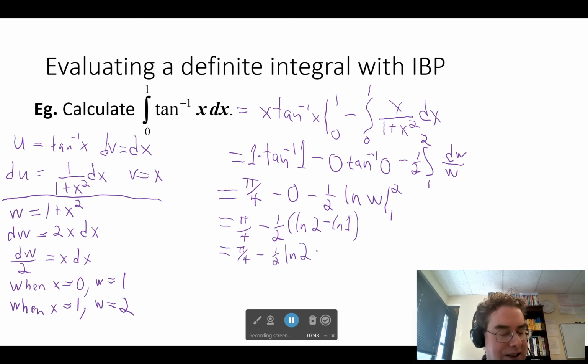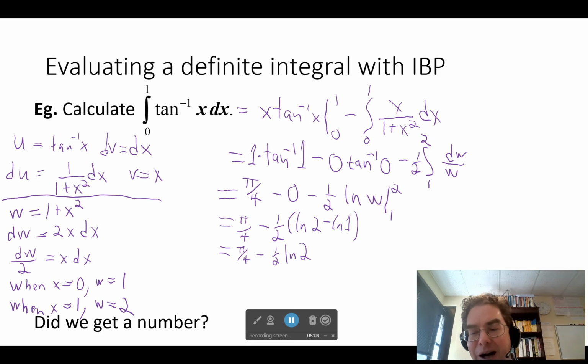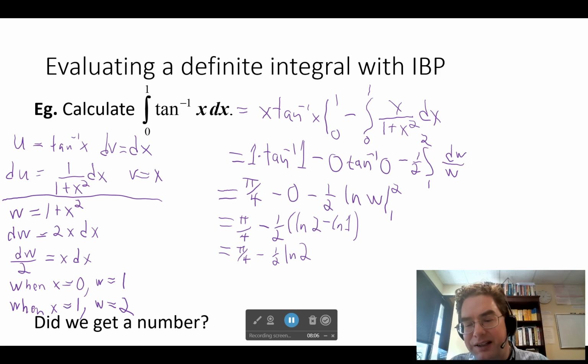If you wanted to get fancy with this, you could take the 1/2 inside the natural log. It becomes an exponent. That would be a square root of 2, but it's probably simpler as it is. Okay, now, again, the big question to ask yourself when you have done a definite integral using integration by parts is, did we get a number? Because not getting a number would probably indicate you forgot to evaluate part of your result at the limits of integration, but we did get a number, pi over 4 minus 1/2 natural log 2.